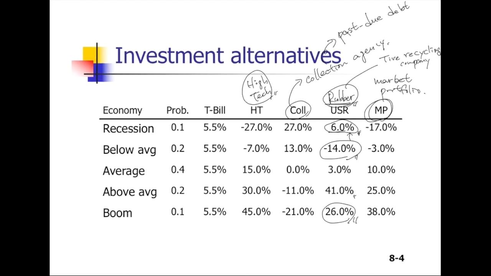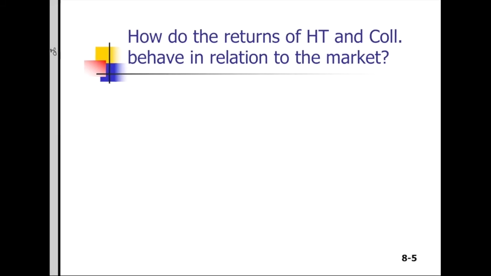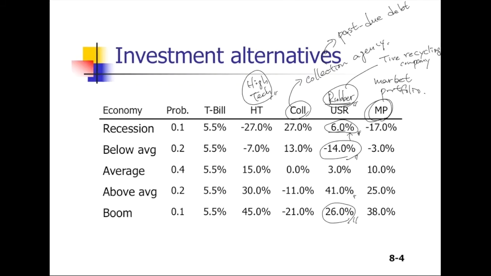Here is one question regarding this case study. How do the returns of the high-tech company and the collection agency behave in relation to the market? So what does the market represent? Yeah, the market portfolio represents the market, right? As you can see, the high-tech company moves together with the market. When the market goes down, they have a low expected rate of return, and when the market goes up, they have a higher expected rate of return, right? So there is a one-to-one relationship.